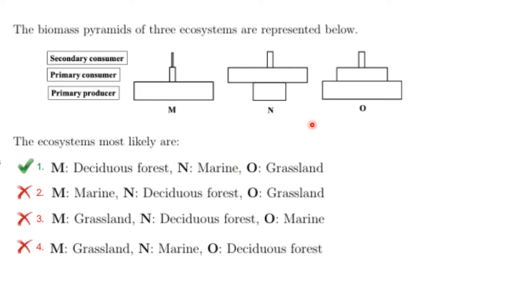So N is marine. Next, most of the biomass in a grassland is found in the green plants and most of the energy flows through them. So most of the biomass over here is concentrated in the grasses. Then they are eaten by the primary herbivores and then secondary consumers. So O is grassland. So option 1, M deciduous forest, N marine, O grassland, is correct.